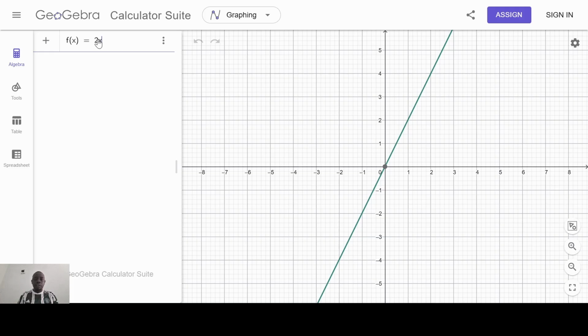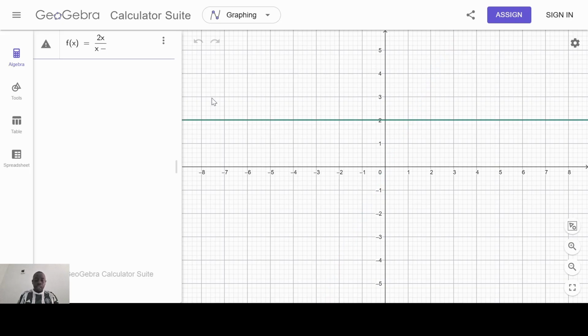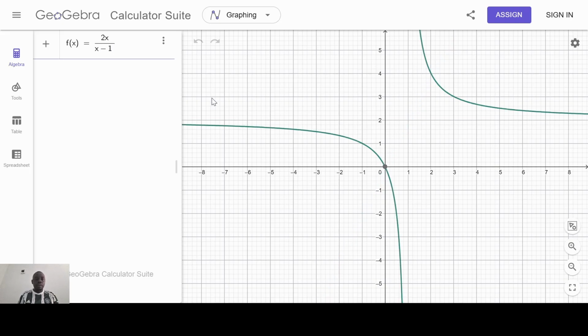You see, GeoGebra plots immediately. The moment you put in a function, it plots. For example, here it has plotted f of x equal to x. That is the graph, but we are not interested in that. For us, we're interested in 2x divided by x minus 1. So you put in the forward slash for the division sign, and then you type in x minus 1. So literally, this is the graph of the rational function f of x equal to 2x over x minus 1.